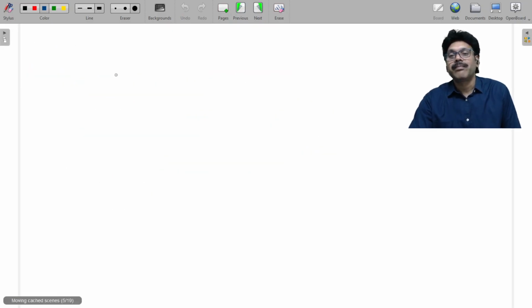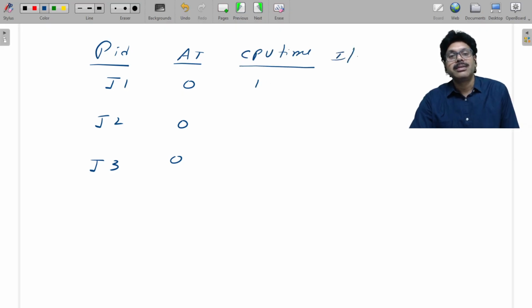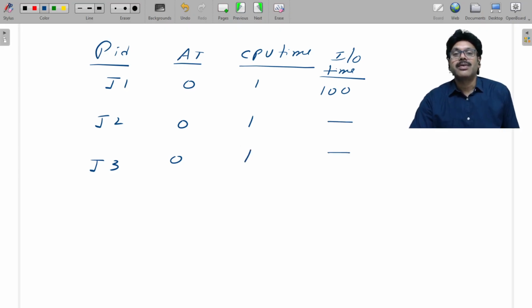So what is the idea? There are some jobs like J1, J2, and J3, and they have all arrived at the same time, 0. This is your process ID. J1 needs CPU time of 1 unit, and it needs IO time of 100 units. And J2 needs 1 unit. It doesn't require any IO. J3 also doesn't require any IO.